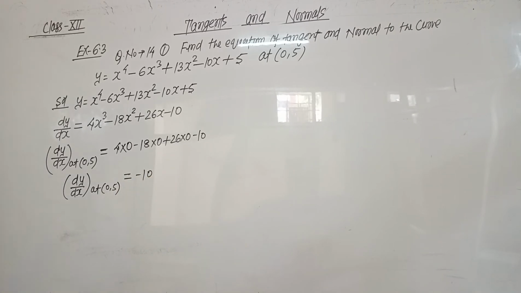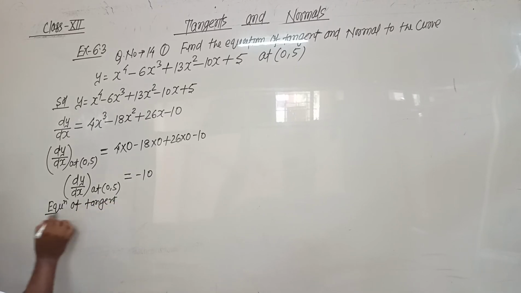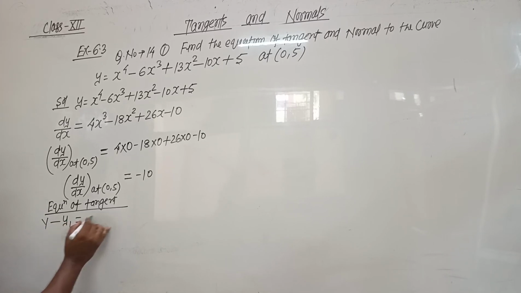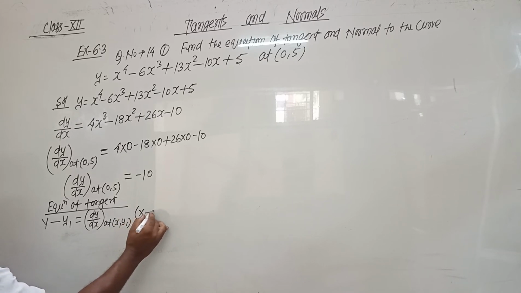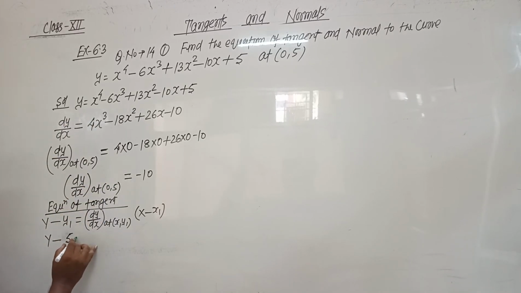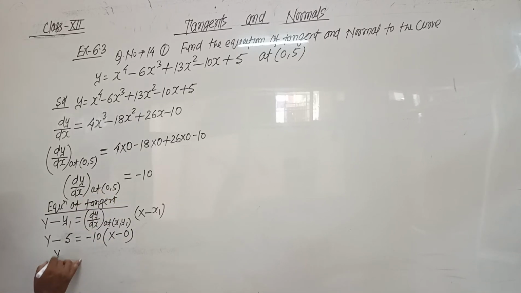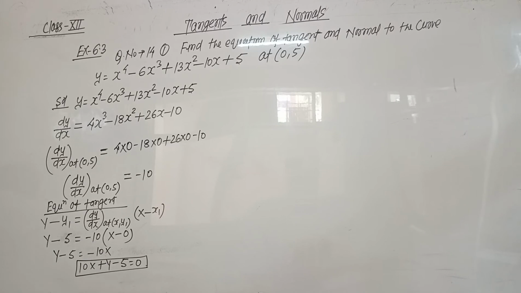Now we will write the equation of tangent. The formula for equation of tangent, y minus y1 equals dy by dx at x1, y1 times x minus x1. Capital Y as it is, the value of y1 is 5 and dy by dx at x1, y1 we have calculated, minus 10. X as it is, the value of x1 is 0. So y minus 5 equals minus 10x, and 10x plus y minus 5 equals 0. So this is the equation of tangent: 10x plus y minus 5 equals 0.